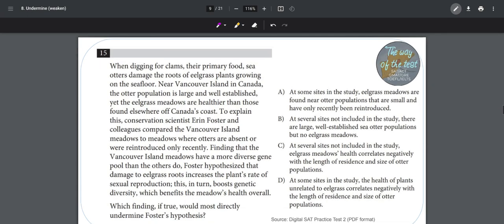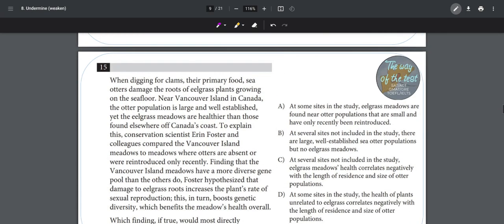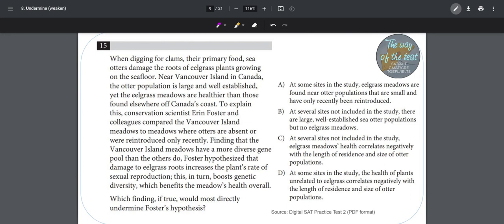Remember that we find the argument, and I want you to pause the video, solve this question, write down your answer, and we're going to move on to the explanation. Okay, we move on to the explanation.